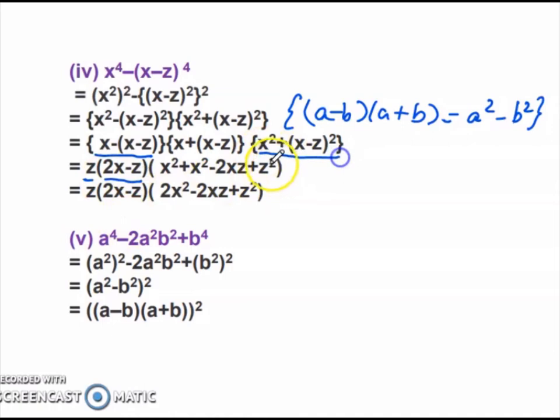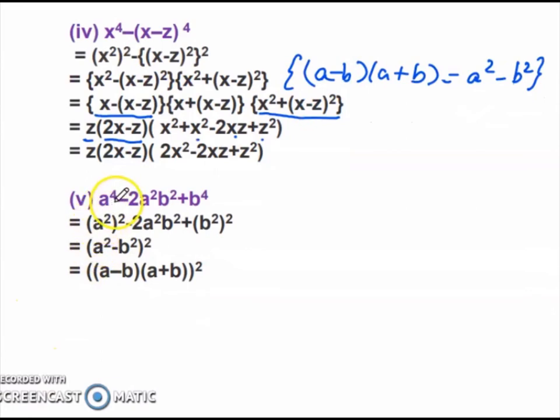And this one you can expand, x square plus x minus z the whole square, which has been expanded by using the identity a minus b the whole square. So you will get x square minus 2xz plus z square. So this cannot be factorized, but this is being simplified. So x square plus x square, 2x square minus 2xz plus z square. So this will be the final answer.